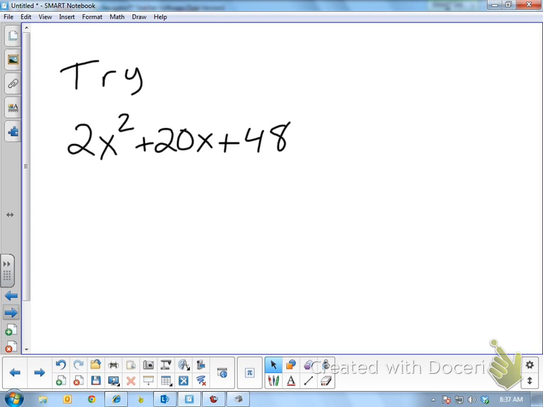So Jillian is saying, no, don't put an X. Why should we put an X? The 48 doesn't have an X. So this one is just a number. So the last number, then use 48.